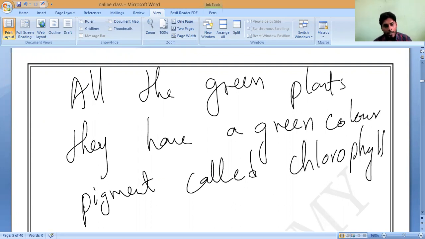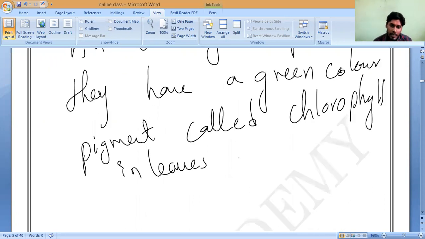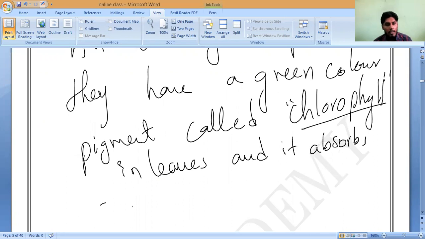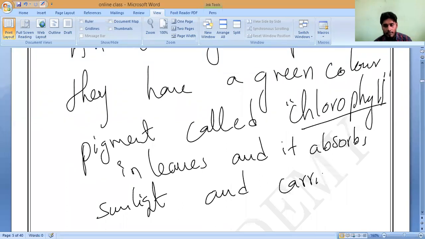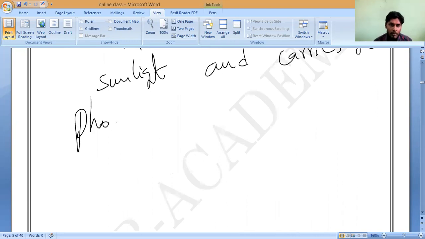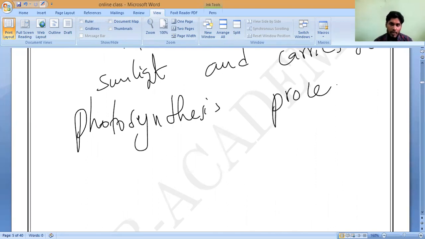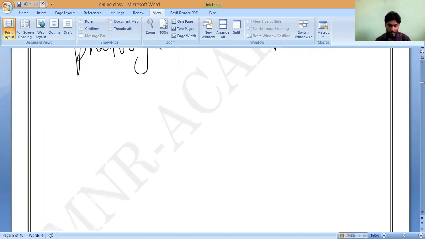Chlorophyll is present in the leaves, and it absorbs sunlight. Who is responsible for the absorption of sunlight? Chlorophyll. It absorbs sunlight and carries out the photosynthesis process. Do you understand? Now let us discuss what the reaction is.